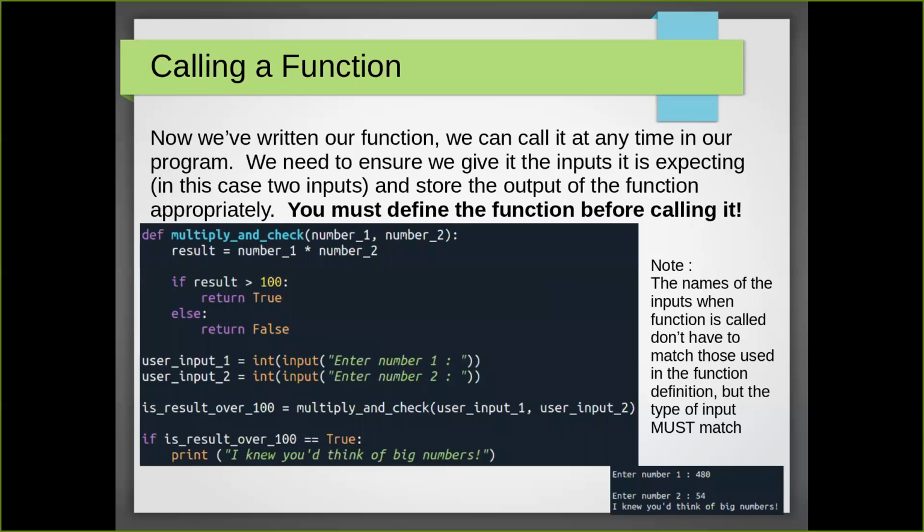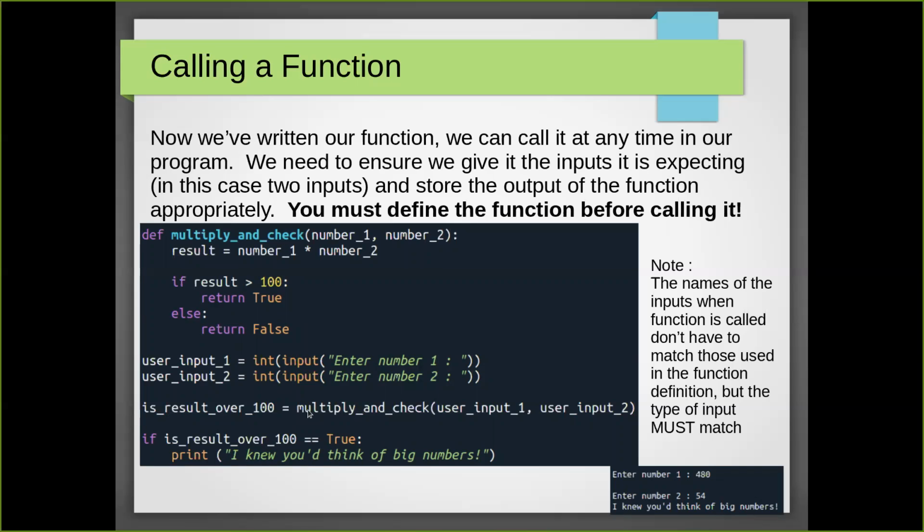So here's an example. Here I've got the multiply and check definition. Then I'm going to use that function that I've just written. So here I just grab two user inputs from the user. You're well used to doing this now. Just ask them to input a number, cast that as an integer, ask them to input another number, cast that as an integer. Then I'm going to take those two numbers and use them as the inputs to the multiply and check function.